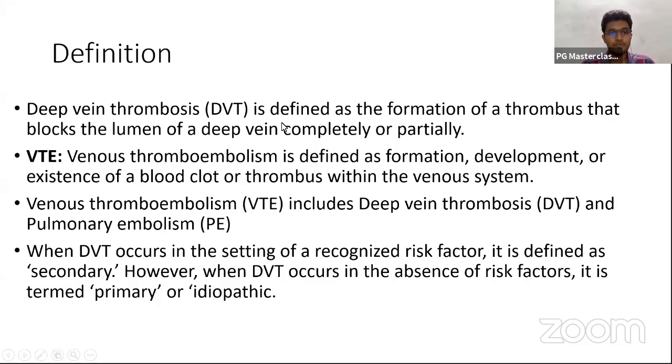Coming to the definition, deep vein thrombosis, or DVT, is defined as the formation or accumulation of a thrombus that blocks the lumen of a deep vein completely or partially. VTE, abbreviated as venous thromboembolism, is defined as the formation, development, or existence of a blood clot or thrombus within the venous system. The terms deep vein thrombosis and pulmonary embolism are included in venous thromboembolism. When DVT occurs in the setting of a recognized risk factor, it is defined as secondary. When it occurs in the absence of any risk factors, which I'll be talking about in the next slides, it is termed primary or idiopathic.